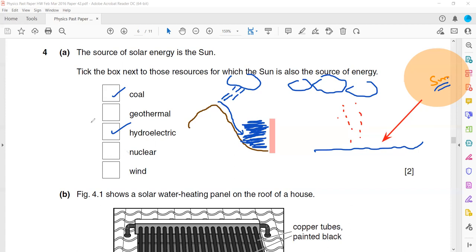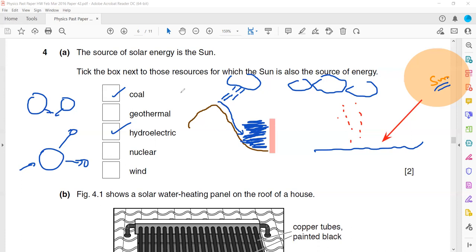What about nuclear energy? Nuclear energy is when lighter nuclei join to form heavier ones, or a heavy nucleus breaks down to form lighter ones. So it does not depend on whether we have the sun or not, nuclear energy can be released.